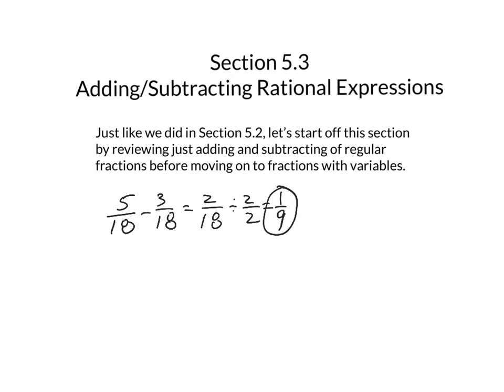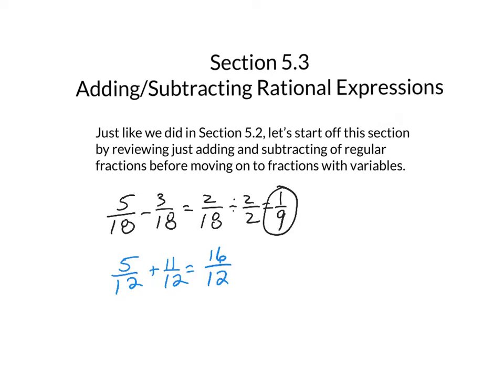If we are adding some fractions, I have 5/12 plus 11/12. Once again, the denominators are the same, so I'm just going to add the numerators. 5 plus 11 gives me 16. The denominators stay the same. I get 16/12. Once again, remember, you cannot leave it that way.